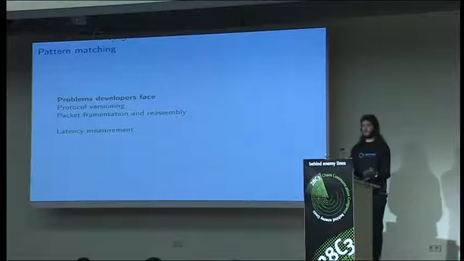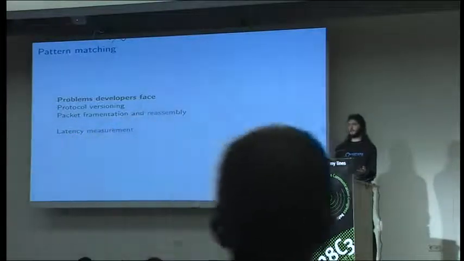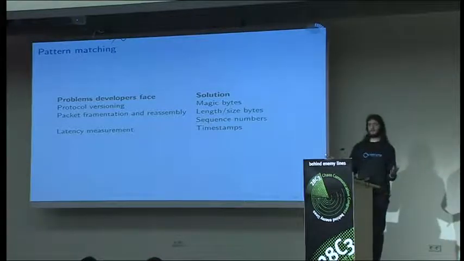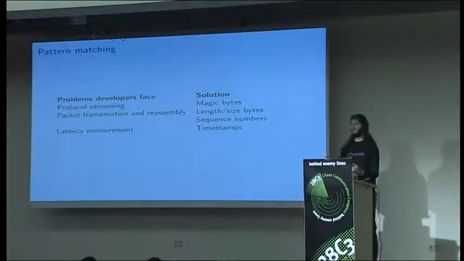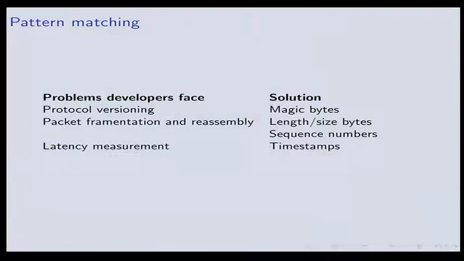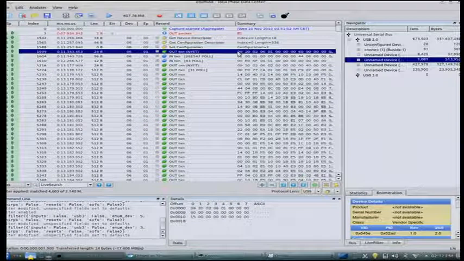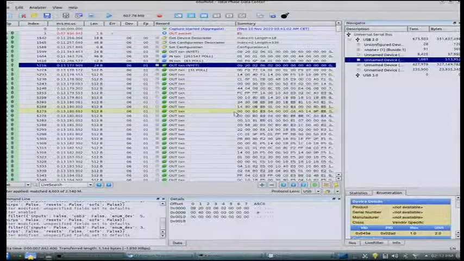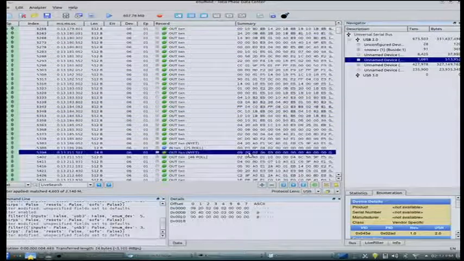So they come up with some common problems, and it turns out that there are some fairly patterned solutions to each one of these. So protocol versioning, you put some magic bytes in at the beginning of every transfer, and then if it's a particular set of magic bytes, then you know that matches a certain version number. So over here, we have the first 4 bytes of this transfer are 09200206, and the same for this one. And if we scroll through, the same for this one.